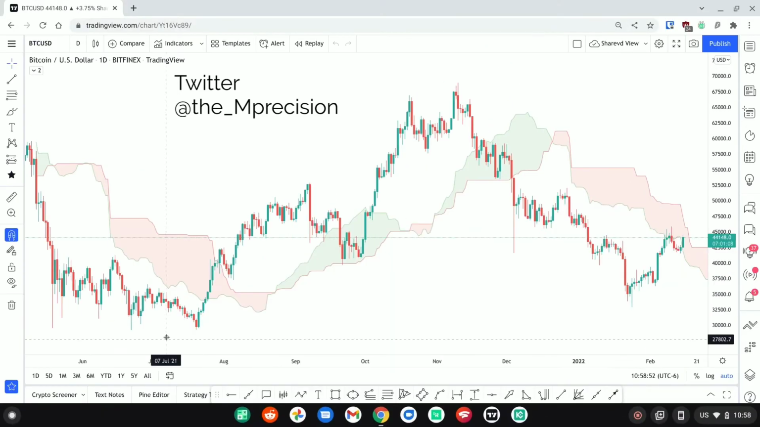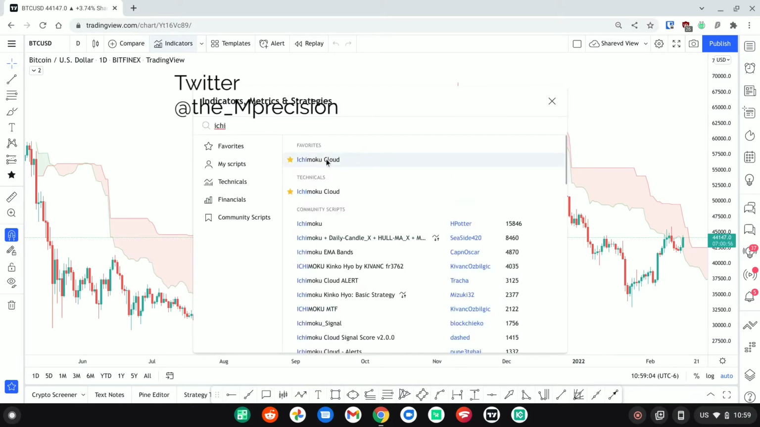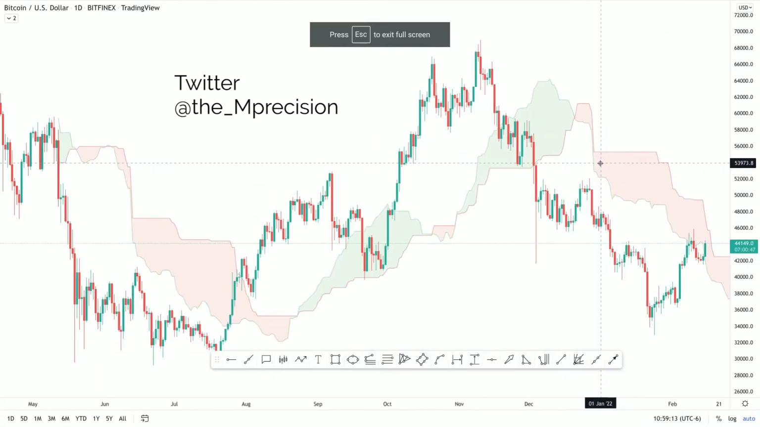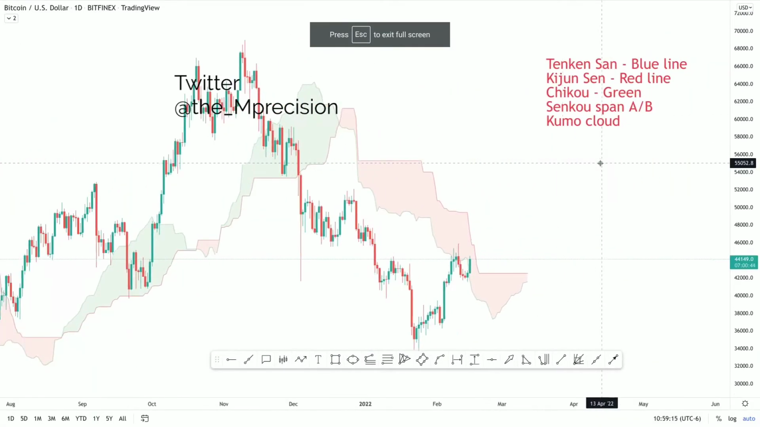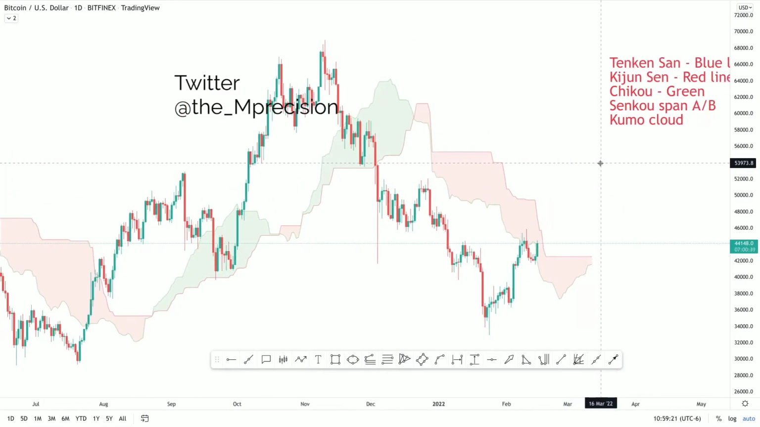For those who don't know what Ichimoku is, I'd suggest you go to Indicators in TradingView, type Ichimoku, and you're going to get Ichimoku Cloud. I want you to select this. Once you select this, you're going to get a screen like this, which will bring us to this place. I'm going to spend a minute or so going through the basics of Ichimoku before I start talking about how to use entries.